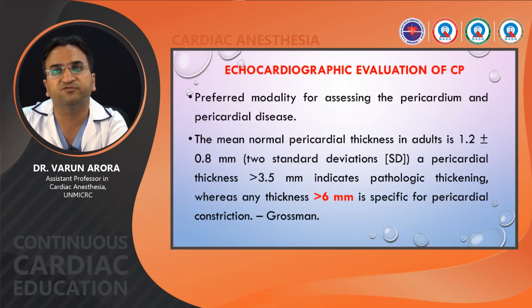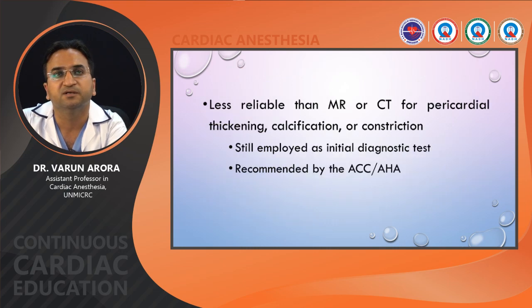Echocardiographic evaluation of constrictive pericarditis is a preferred modality for assessing the pericardium and pericardial disease. The mean normal pericardial thickness in adults is 1.2 plus or minus 0.8 mm. A pericardial thickness more than 3.5 mm indicates pathological thickening, whereas any thickness of pericardium more than 6 mm is specific for pericardial constriction. Echo is less reliable than MR or CT for pericardial thickening, calcification, and constriction, but it is still used as the initial diagnostic test, and it is recommended by the American College of Cardiology and American Heart Association.